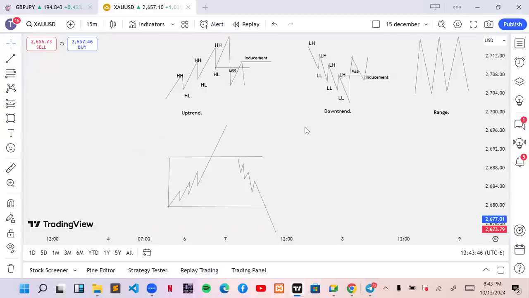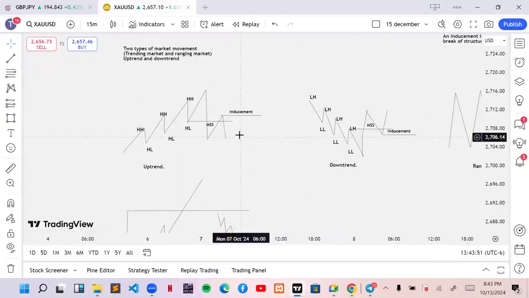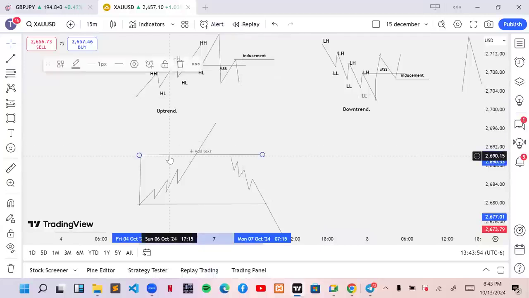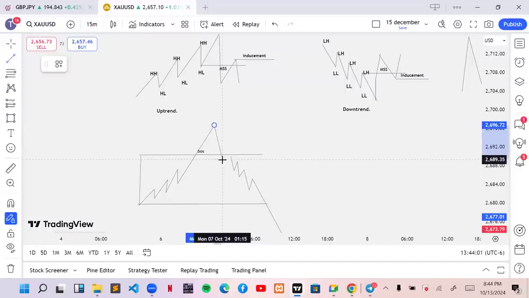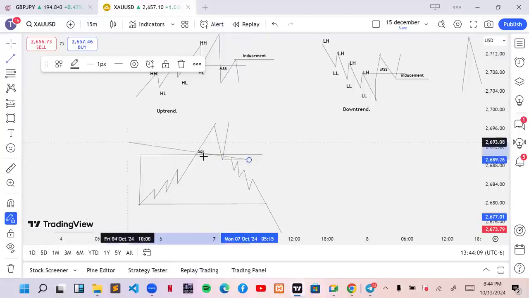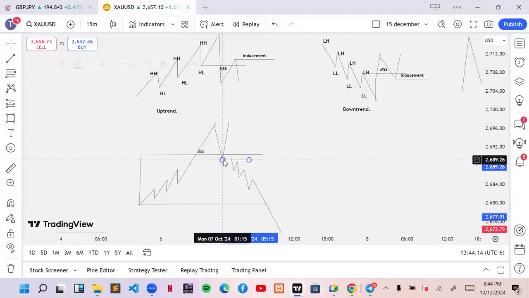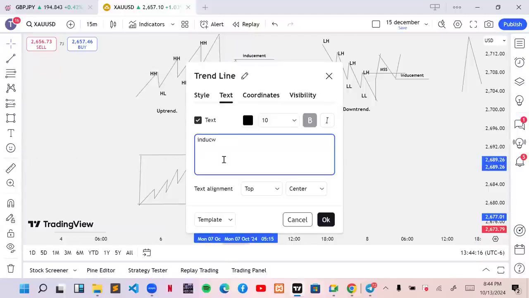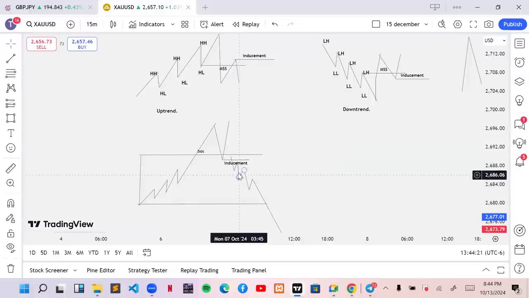Right. Let me also mark out the inducement for your break of structure. But this one is for the market structure shift. Here is for break of structure, US. So this should be your inducement. The market makes a first pullback, then continues going in that direction and shifts the structure. So this is your inducement right here. So this is your inducement.